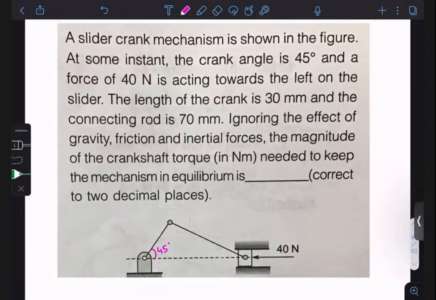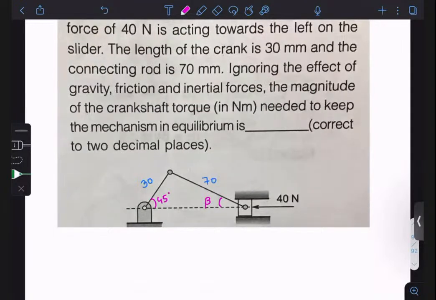Okay, guys, we were discussing this problem. See, a slider crank mechanism, this is the 45 degree. This is your 30. This is your 70, right? I hope this is correct. Now we need to find out this angle, beta. Without beta, we cannot solve this. So how can we find out beta?